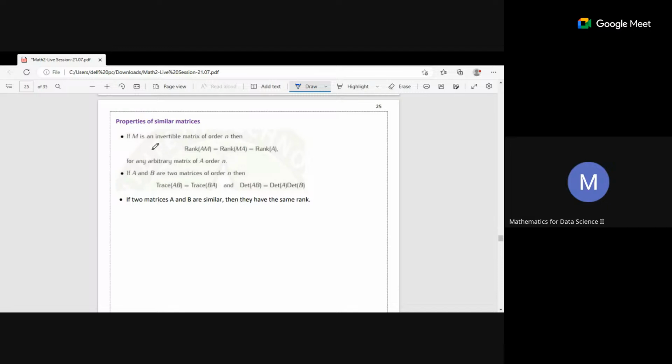Fine. So I will just complete these properties of similar matrices. The very first property is: if two matrices A and B are similar, then they have the same rank. You know that if A and B are similar, then B is equal to P inverse AP. So now we can rewrite this as PB equal to AP. Is that fine?